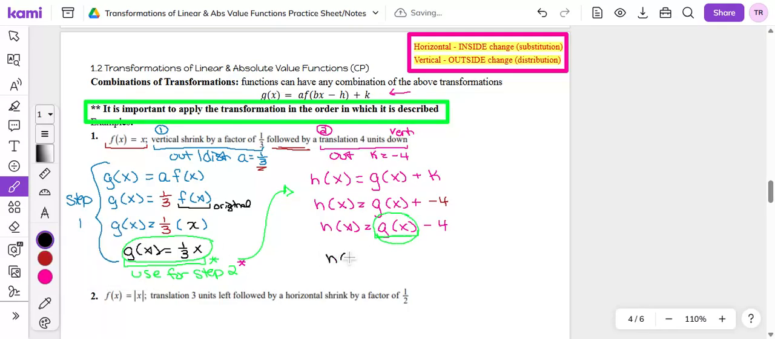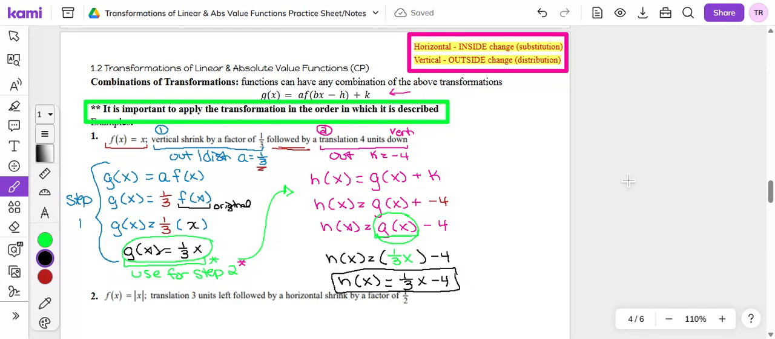Okay, so h of x equals, instead of g of x, I'm going to replace it with 1/3 x, and then I have that minus 4 at the end. I would clean it up. There's nothing really to do. There's no distribution, nothing I can combine. So my final answer is, if I take a single x and I shrink it by 1/3 and I translate it 4 units down, I end up with 1/3 x minus 4.